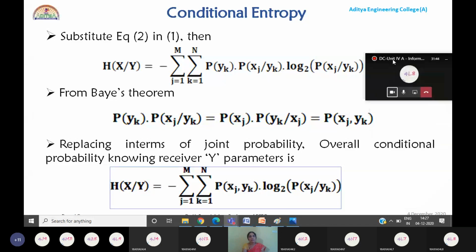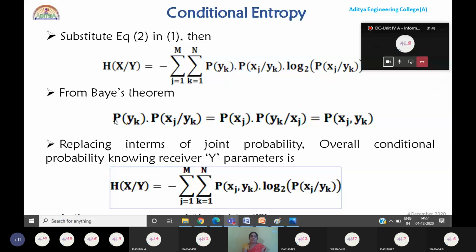Next, we used Bayes theorem. Bayes theorem states the relationship between the marginal probabilities, P of xj and P of yk, the joint probability, P of xj comma yk, and the conditional probabilities, P of xj by yk and P of yk by xj.